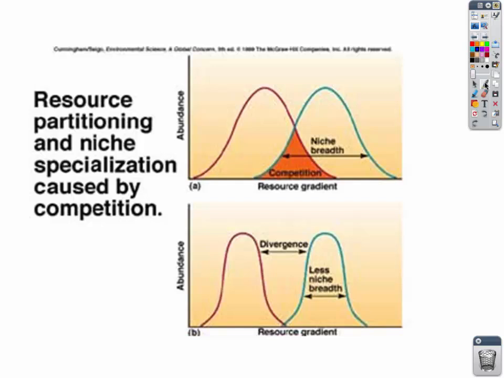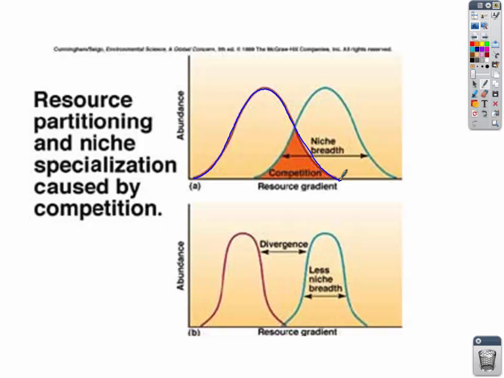And in doing so, I have a graph here, and I'm going to go through this with you. This is called resource partitioning and niche specialization caused by competition. In any environment, let's say there's an organism, and this organism fulfills this niche. So there are certain conditions where this organism lives.